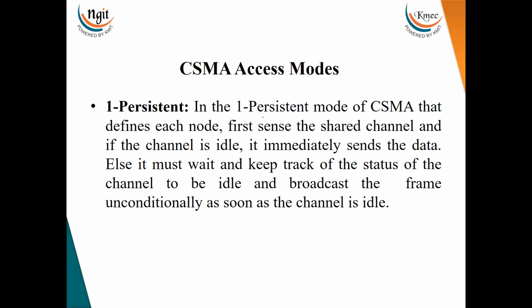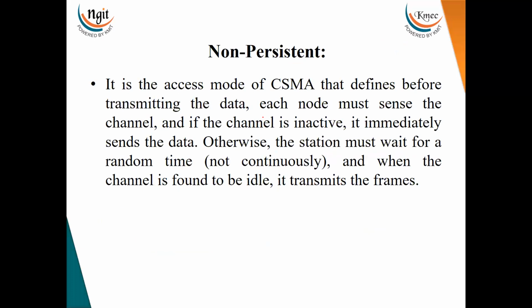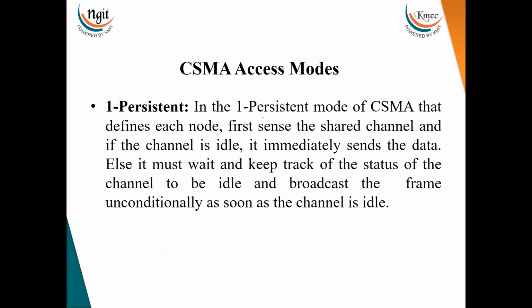In this we have three different modes. The first one is one persistent. What is meant by the one persistent mode of CSMA? It defines that each node first senses the shared channel, and if the channel is idle, only then does it send the data. Else it keeps track of the status of the channel and broadcasts the frame unconditionally as soon as the channel is idle.